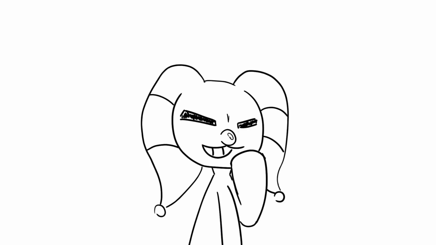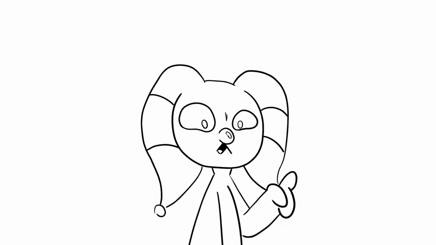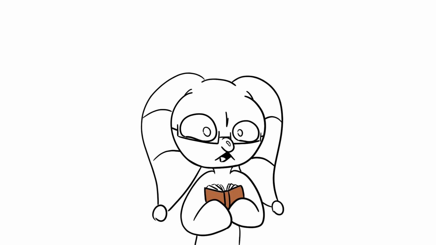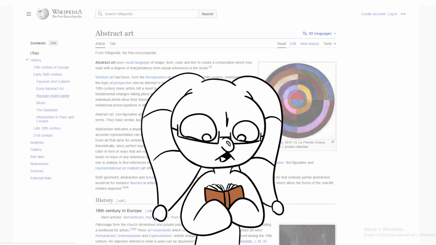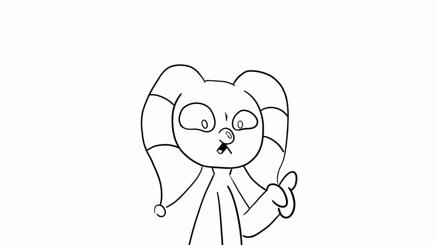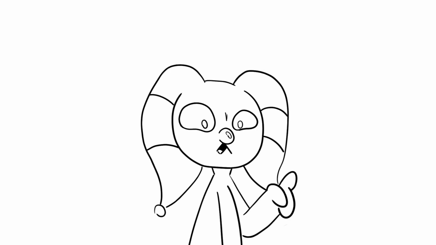But who cares about realism, am I right? Because next we get into the abstract era. For who doesn't know, abstract is a visual language that uses shapes, forms, colors and lines to create a composition which may exist with a degree of independence from visual reference in the world. So basically, whatever you think it means, you are right. Personally, this is one of my favorite art styles ever, because leaving us with our own interpretation leaves us so much room for connection with the artwork.